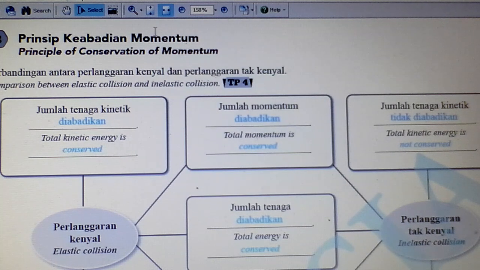Okay, the principle of conservation of momentum. This principle is very important. There are many applications based on this principle of conservation of momentum. So look at the difference between elastic and inelastic.